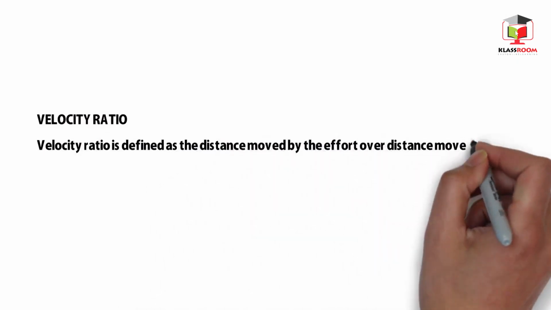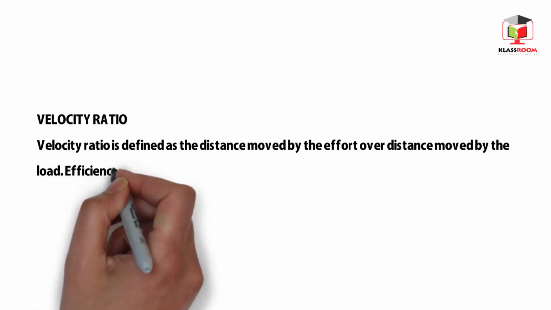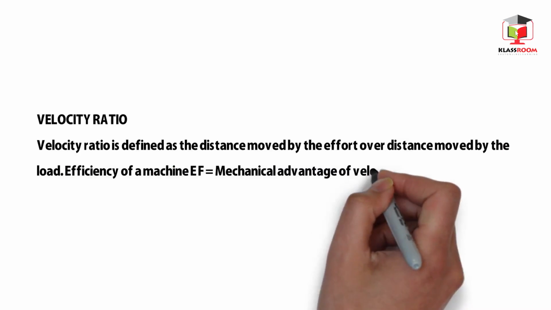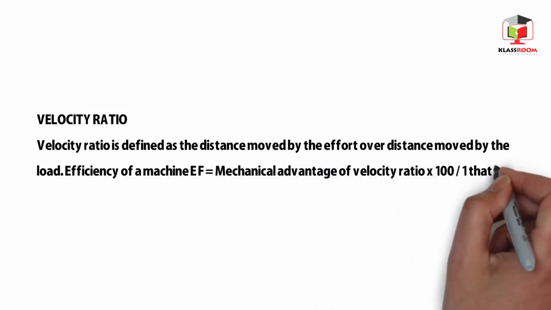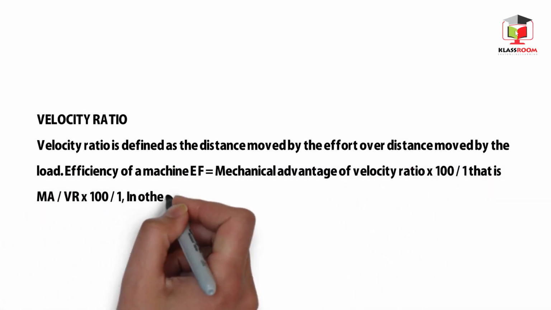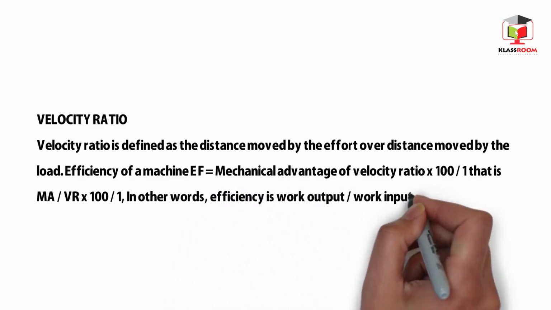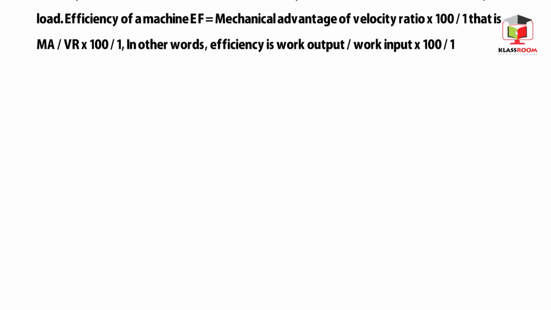Efficiency of a machine, EF, is equal to mechanical advantage over velocity ratio times 100 over 1. That is MA over VR times 100 over 1. In other words, efficiency is work output over work input times 100 over 1.